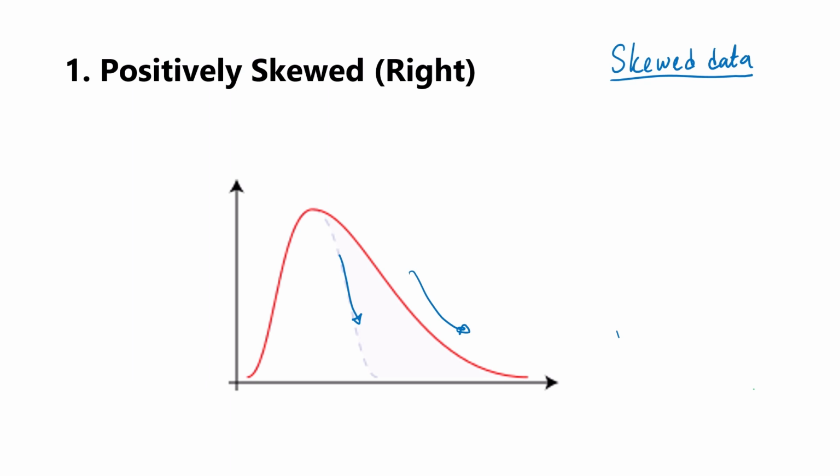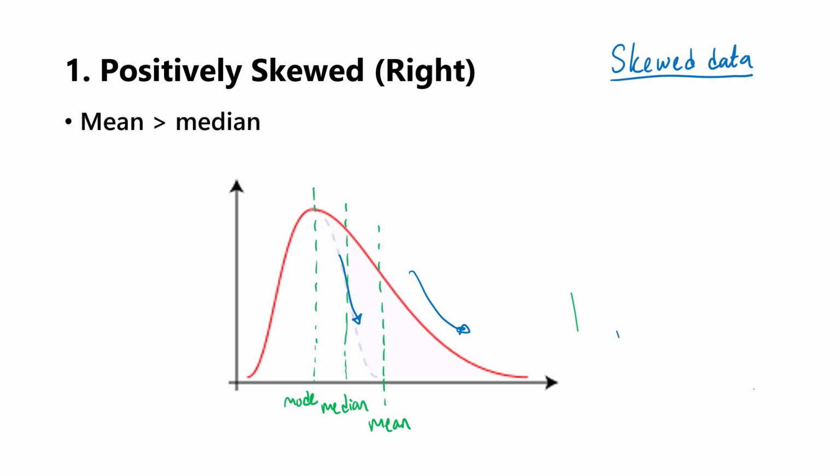Therefore, on this curve, we know that the mean or the average would be here, while the median should be around here. And the mode, which is the most frequent value, should be on the part where the curve is the highest. So we see that in a positively skewed or right skewed distribution curve, the mean is always higher than the median.